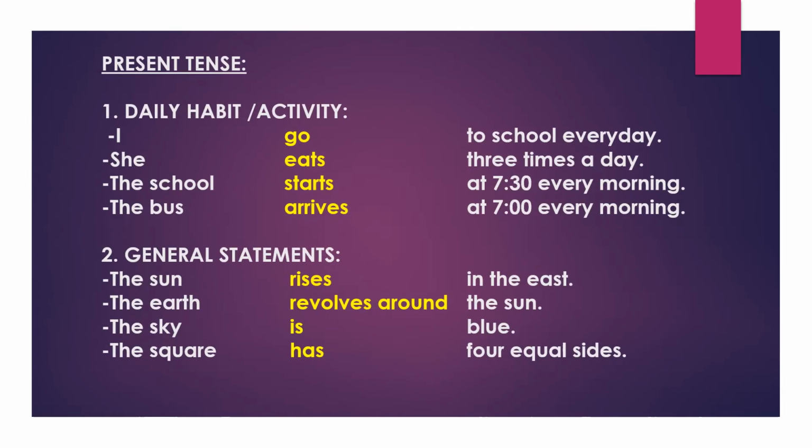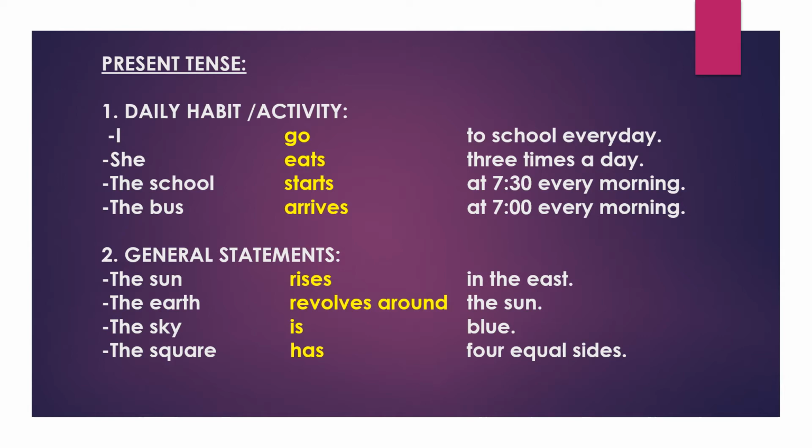Guys, about the present tense, the function is divided into two parts. The first is about daily activity. It means that everybody does it every day. For example, we eat every day, we take a bath every day, we work every day. You walk every day. Am I right? I go to school every day. Almost everybody goes to school except the adult, mostly the student.